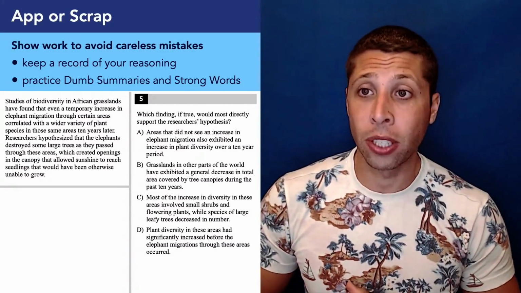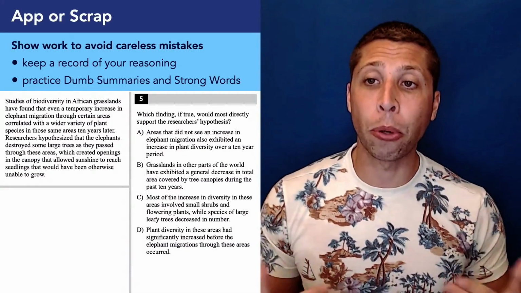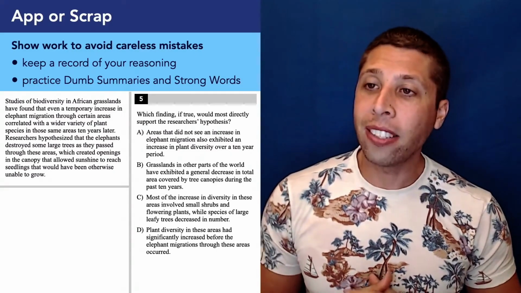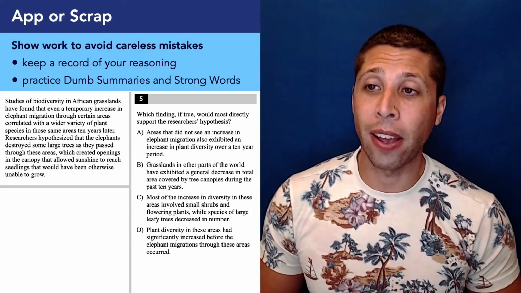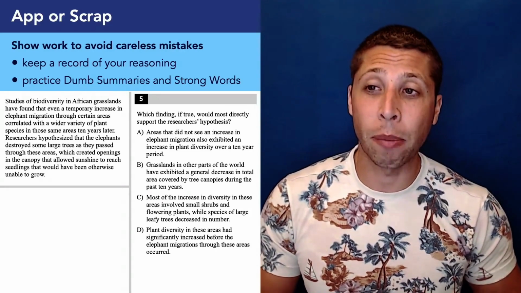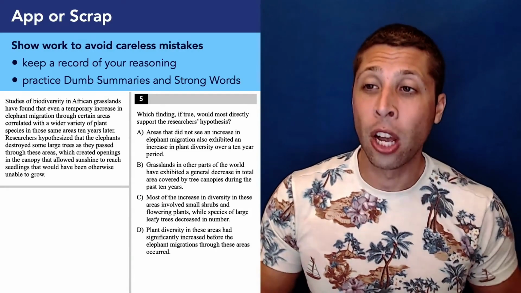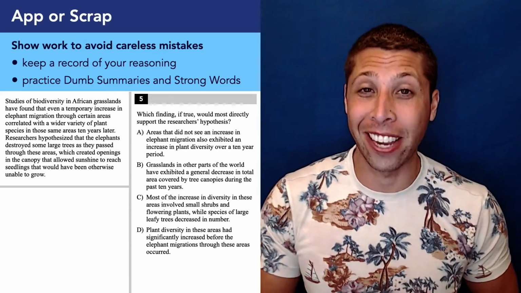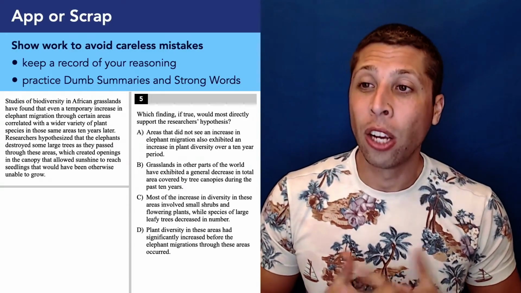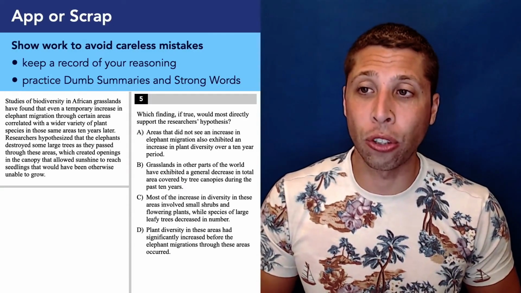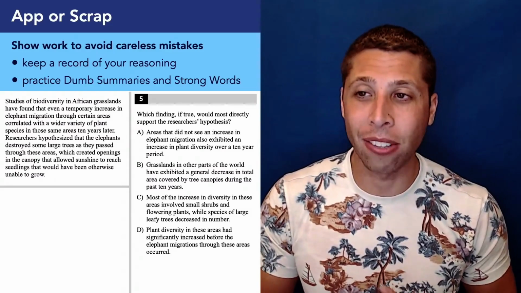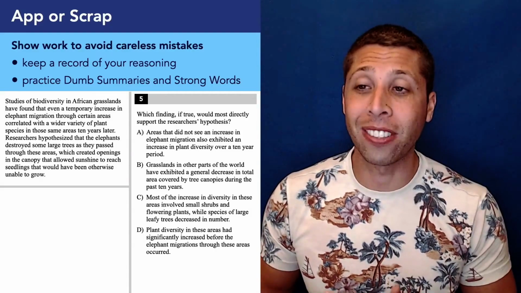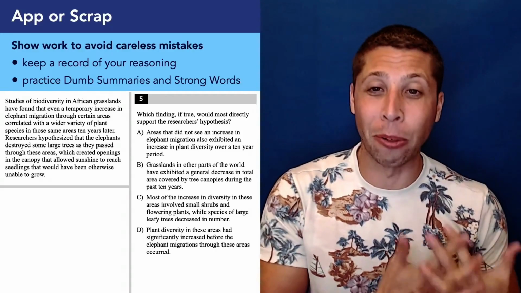Let's read the question first. Which finding, if true, would most directly support the researcher's hypothesis? Okay, it's going to be one of those logic questions. Studies of biodiversity in African grasslands have found that even a temporary increase in elephant migration through certain areas correlated with a wider variety of plant species in those same areas 10 years later. It's very dense. Researchers hypothesized that the elephants destroyed some large trees as they passed through these areas, which created openings in the canopy that allowed sunshine to reach seedlings that would have been otherwise unable to grow.